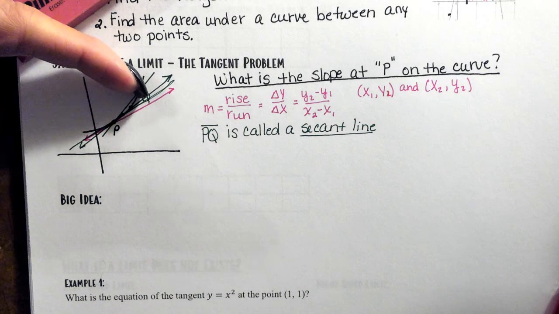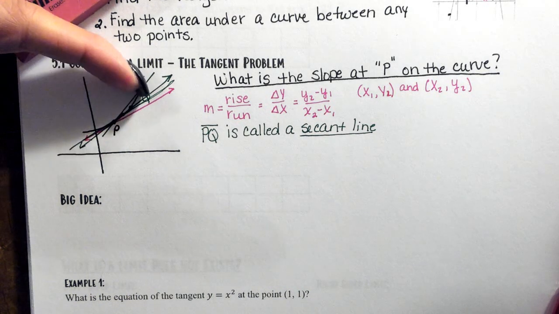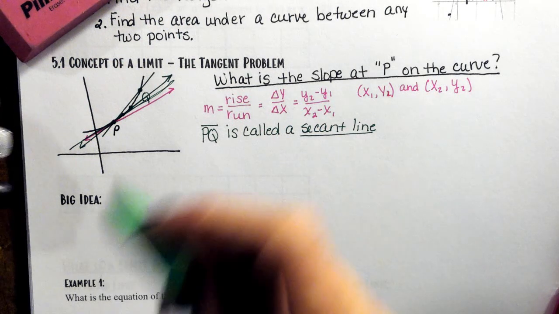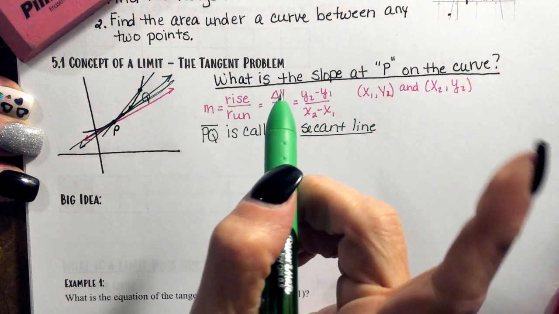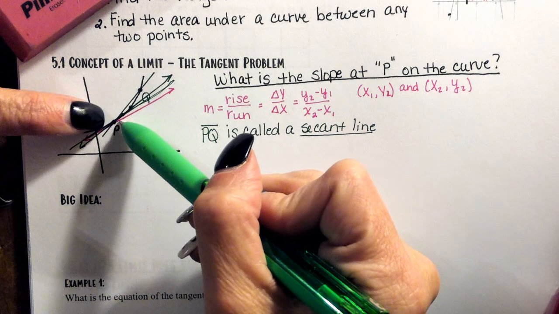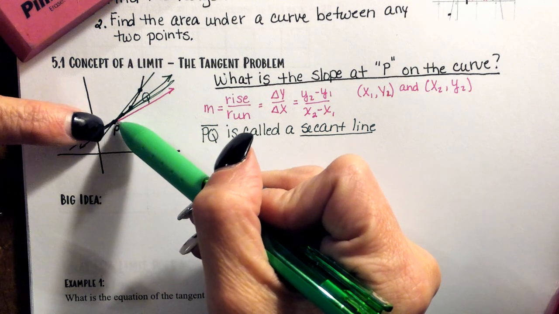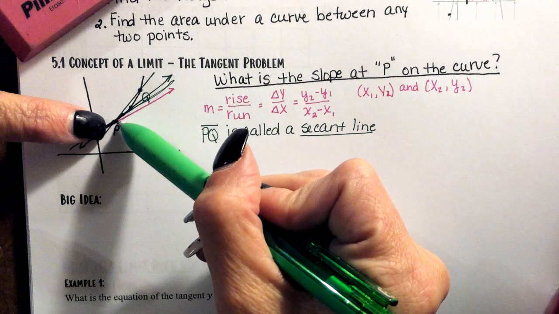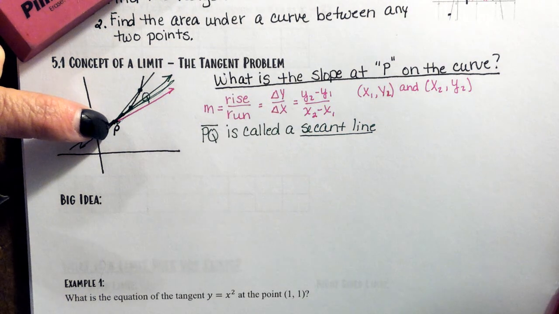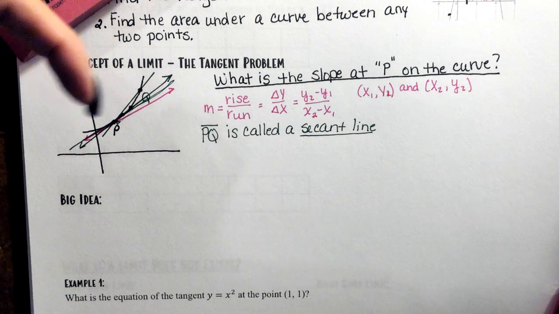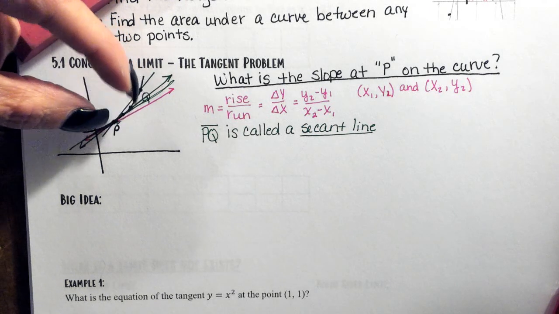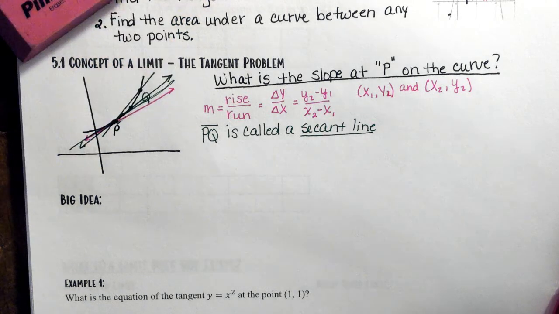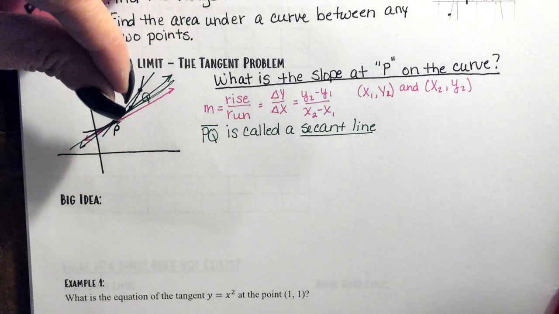So how close could I get Q to P, still having 2 points, so that I could use my formula to find the slope? Well, I could get Q really, really close, right? And if I could get Q really, really close to P without being P, because if it became P, then I wouldn't have 2 points to do the slope. But if I could move Q really, really close to P, then I could have 2 points and I could find the slope. Eventually, my line PQ would be so close, P and Q would be so close together that the slope of the tangent line and the slope of the secant line would actually be the same line, wouldn't it? Because they'd be so close together.